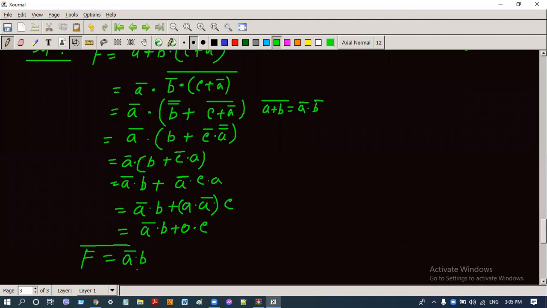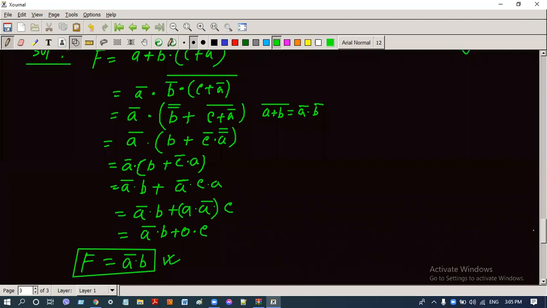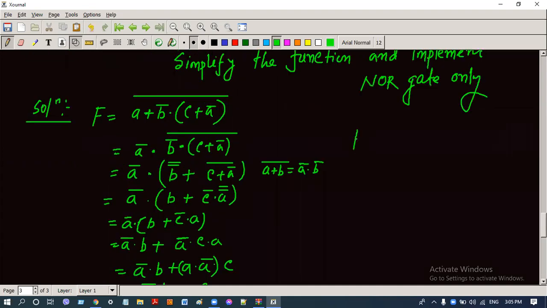This is our final simplified form, and we have to implement the simplified form by NOR gate only. So here given function f is equals to a complement dot b, and this simplified function f is equals to a complement dot b. Now implement the function by NOR circuit. So we have to modify these functions so that this function can be implemented by the NOR gate. So we have to use the double complement sign. So a double complement plus b complement whole complement.